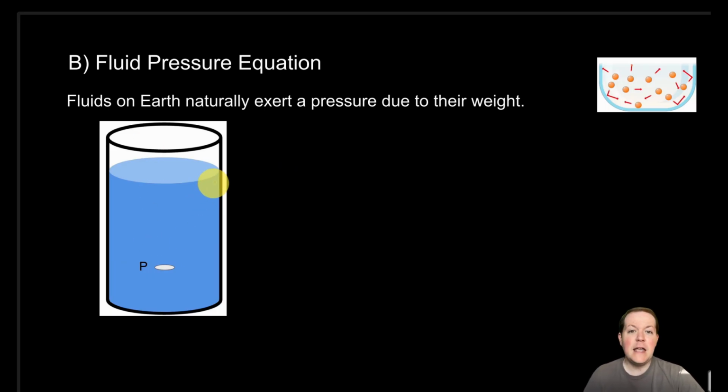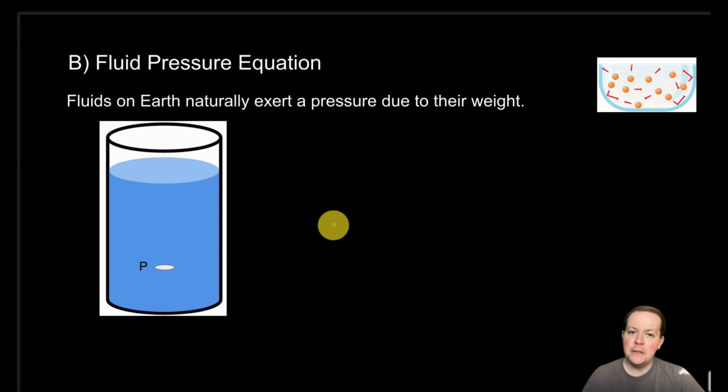I have drawn here a beaker of water. So I have this container of water. Obviously, it is filled with water molecules. I'm going to look at one specific area. I kind of have this circular area right here, all right? And we're going to call this area location P, and we're going to think about the pressure that is acting at this location right here.